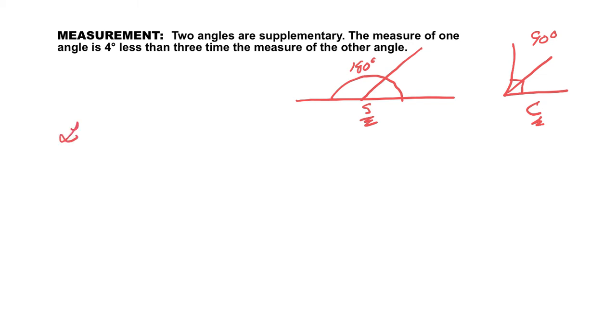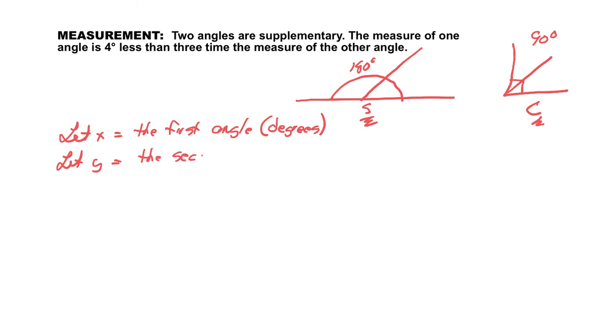I'm going to go back to let x represent the first angle. And that's in degrees. And let y represent or equal the second angle. And again, that's in degrees. So two angles are supplementary, so that means x plus y would equal 180.